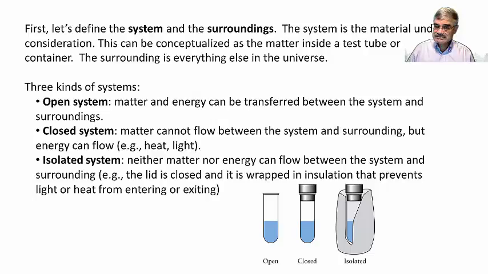And finally, we have an isolated system, which you can imagine as your cup or test tube surrounded by a thermos or styrofoam. It's completely isolated from the surroundings, so that neither matter nor energy, radiant energy or thermal energy, can flow between the system and the surroundings. It's important to have these definitions in mind because in a minute we'll define the first law of thermodynamics, and you'll see that the term isolated system is a key part of that definition.